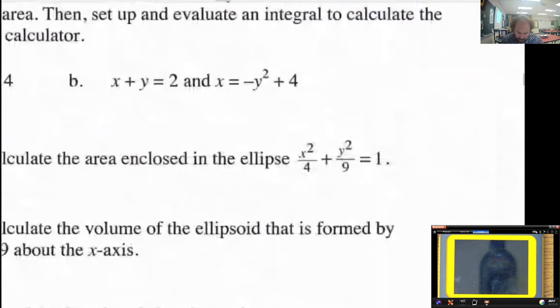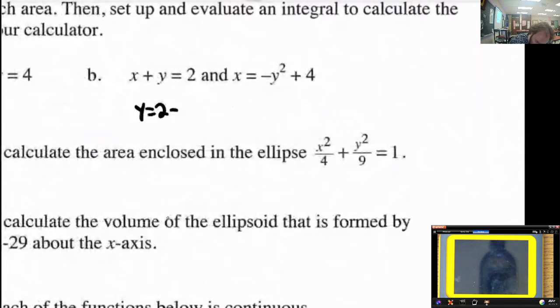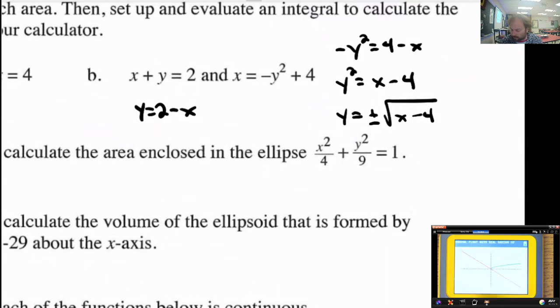So question B, very similar. This time we've got x plus y equals 2, which you might want to write as y equals 2 minus x, just to make your calculator a little easier to deal with. And again, we have x equals negative y squared plus 4, which is, again, not super fun. Negative y squared is equal to 4 minus x. We make this y squared equals x minus 4, and then when we take the square root, it's going to be plus and minus the square root of x minus 4, just to make it easy to graph. So I'm going to go to the calculator really quick.